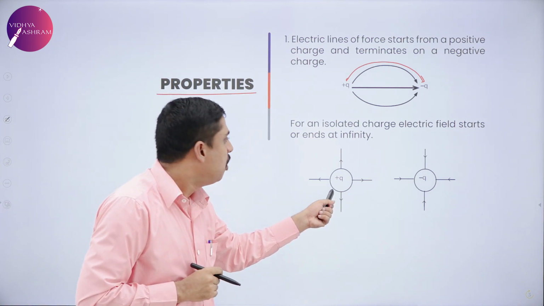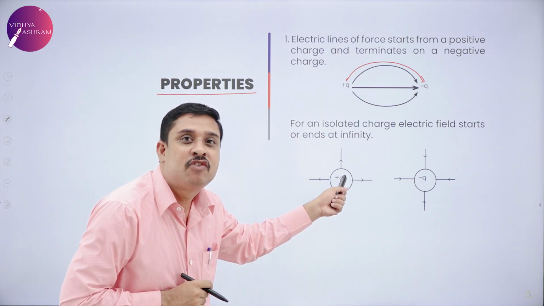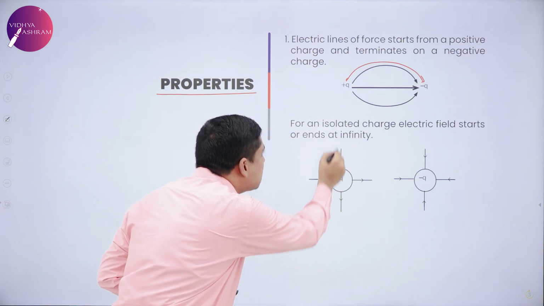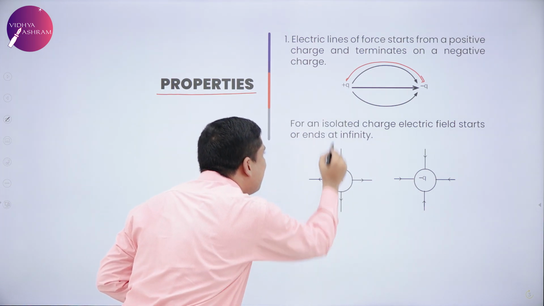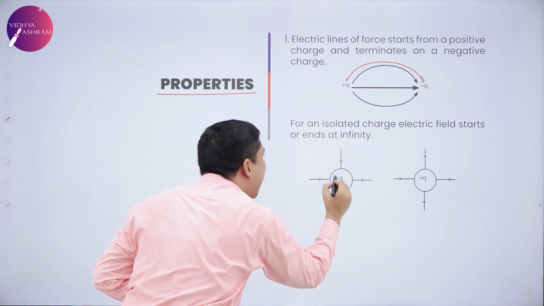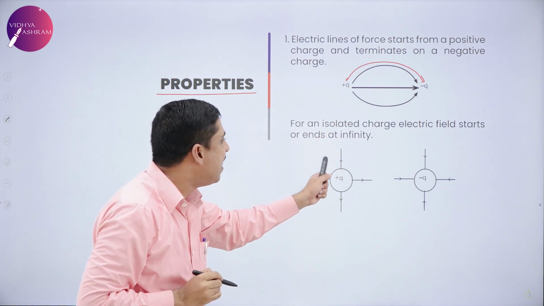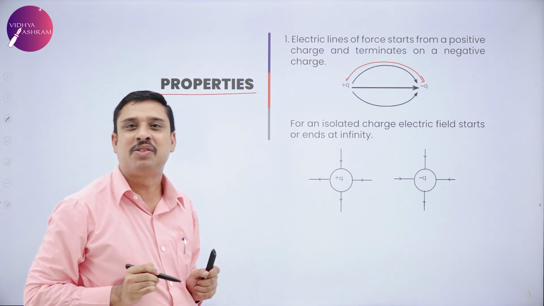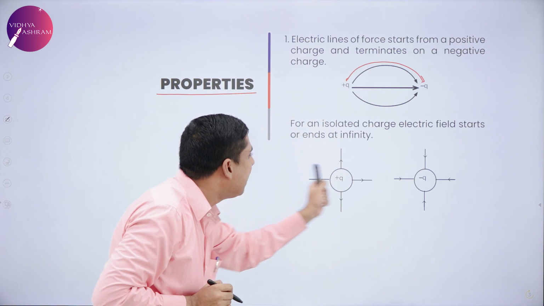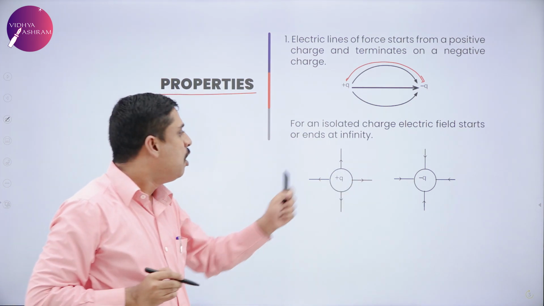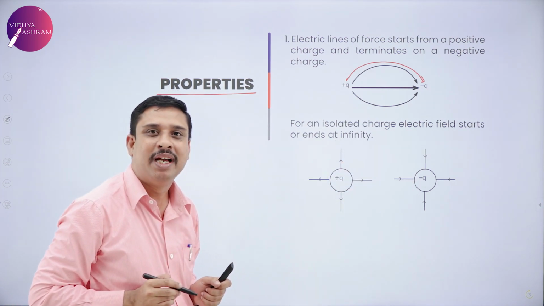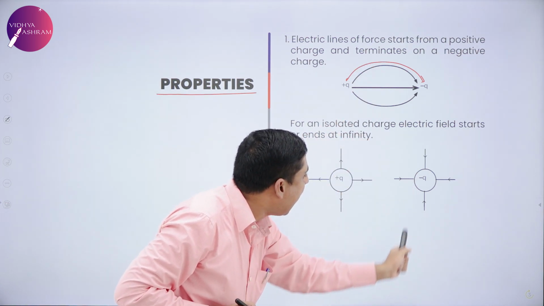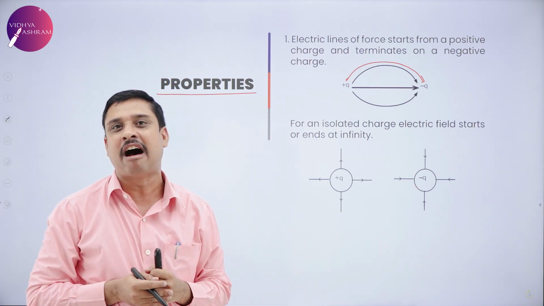What if I have only a positive charge plus Q? The field line starts from the charge, goes away from the charge and ends at infinity. Very clearly you see these lines starting from plus Q and ending at infinity. What if it is minus Q? The field lines start from infinity and end towards the charge.